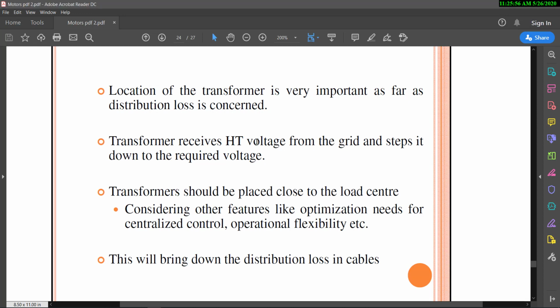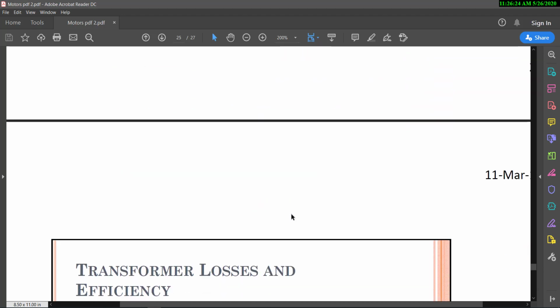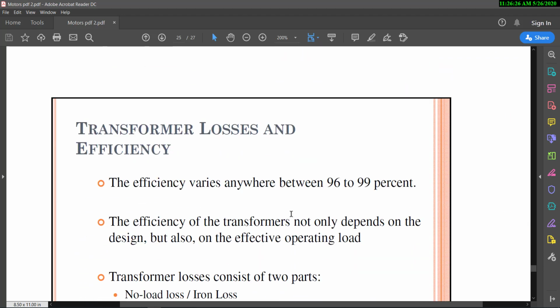Transformers receive high voltage from the grid and step it down from the high transmission voltage to the required voltage. Transformers should be placed close to the load center, so that we can reduce the transmission losses, that is wire losses or cable losses, considering other features like optimization needs for centralized control, operational flexibility, etc. Next is transformation losses.